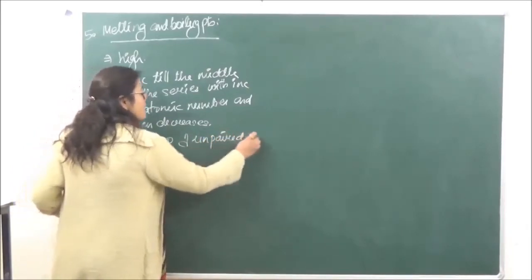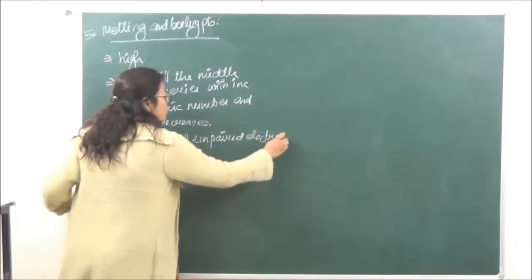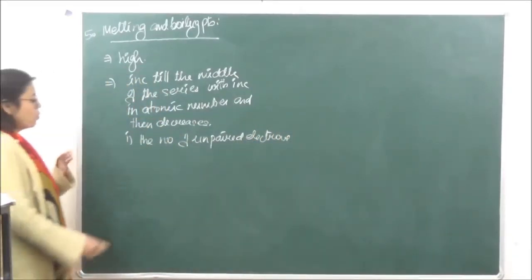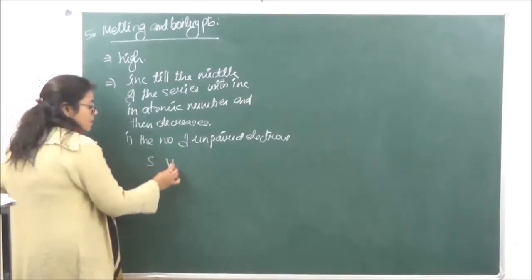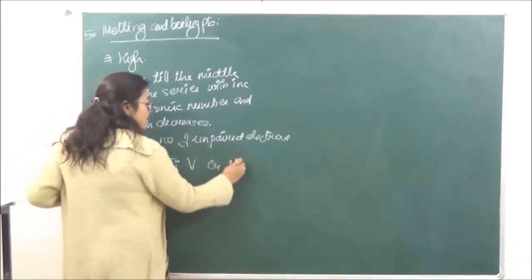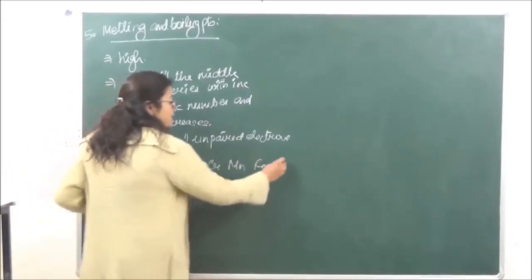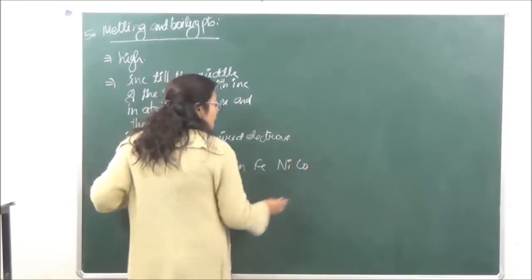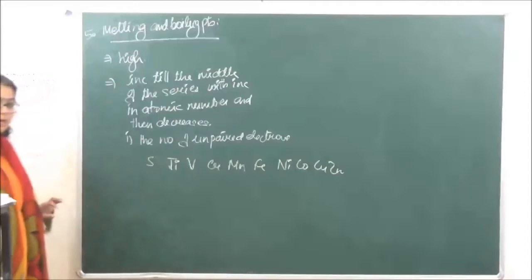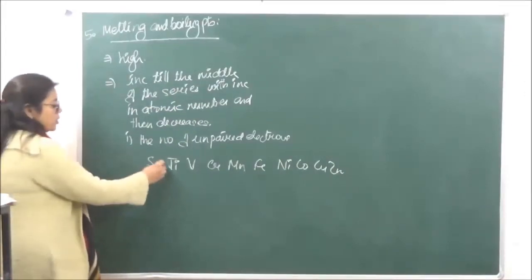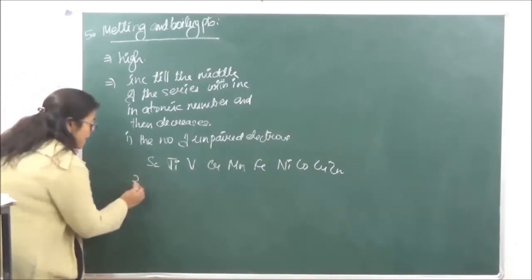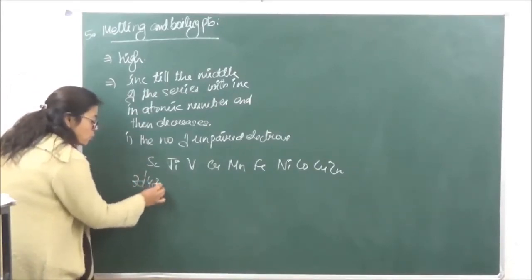Because these unpaired electrons are going to result in stronger bonding. So when we are moving from scandium, titanium, vanadium, chromium, manganese, iron, cobalt, nickel, copper and zinc, this is our first transition series. When we look at the electronic configuration of scandium, the outermost electronic configuration is going to be 3d1 4s2.